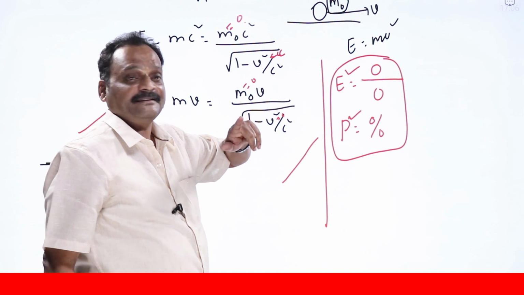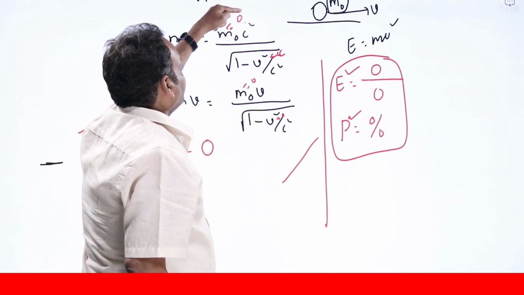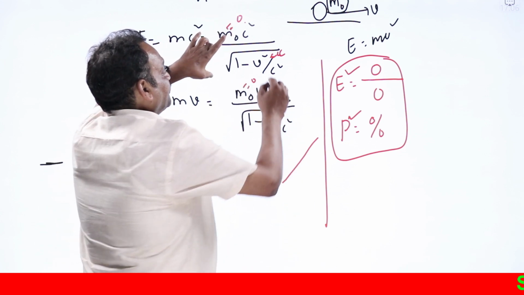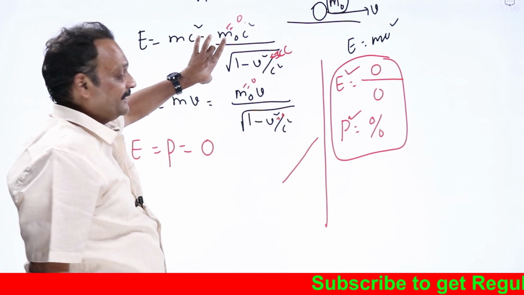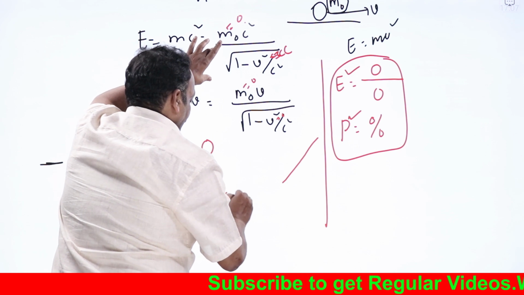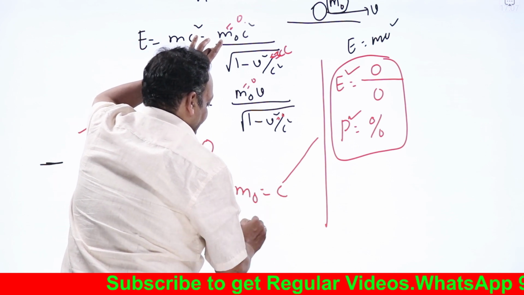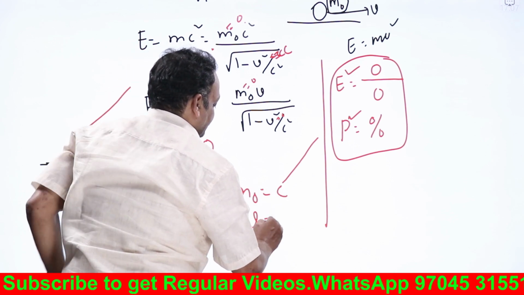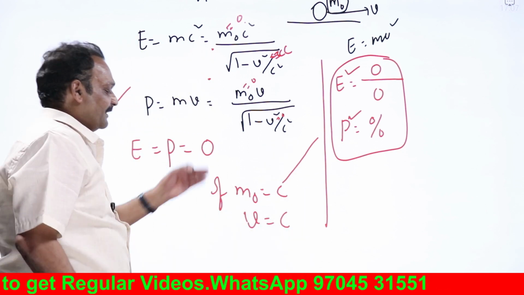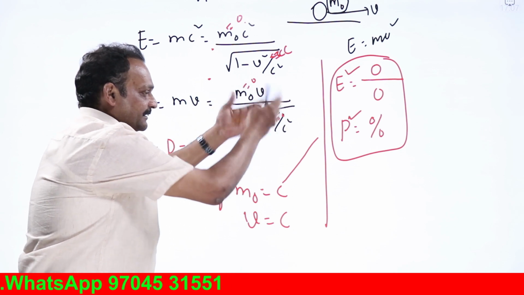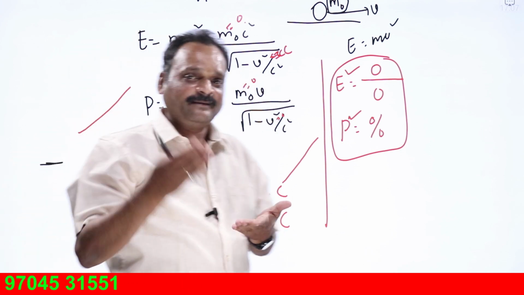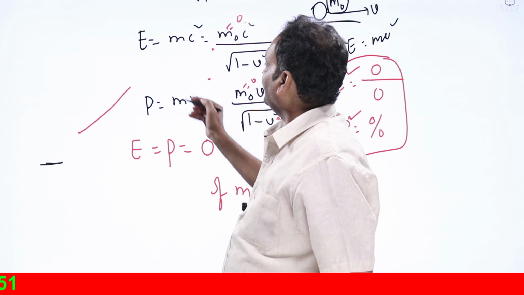The only condition is, if at all a zero rest mass particle has to exist, it should move with c. That is the condition. If m₀ equal to 0, the velocity of the particle must be equal to c. Then only such a particle can exist. It can exist with any energy it likes, with any momentum. That's what is happening. For light photons, energy is equal to hν.